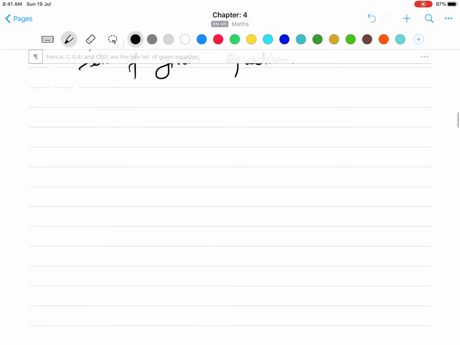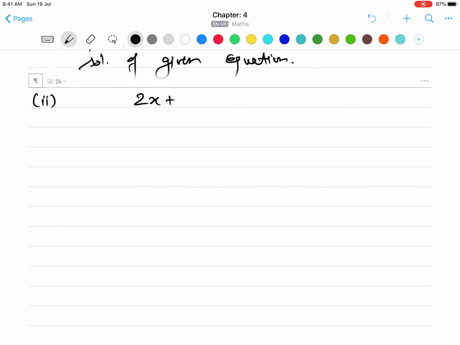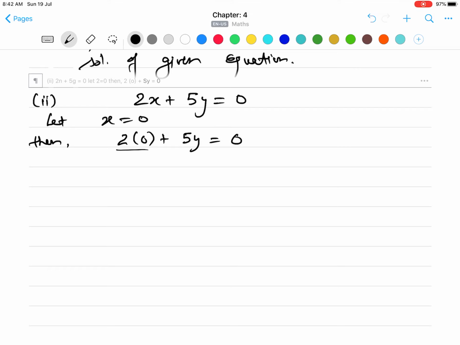Moving ahead with part 2, we have the equation. So first write the equation, which is 2x plus 5y equals 0. Okay, so as I said, first we'll assume x equal to 0. So write let x equal to 0, then our equation will become, in place of x we'll write 0, that is 2 into 0 plus 5y equals 0. So 2 into 0 will be 0, that will be eliminated, so we'll remain with 5y equal to 0. This means y is equal to 0.